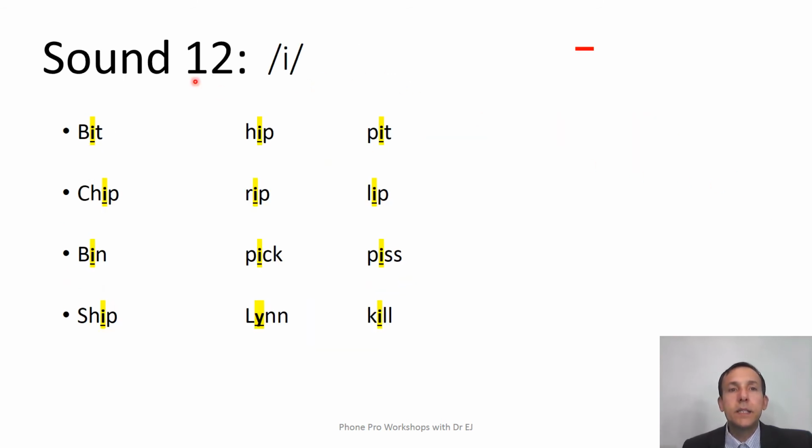All right. This is sound number 12. Okay, please do not be confused. Many students are confused because they think that this vowel I is the same as this, and that's incorrect. If you see the slashes, this is a phonetic symbol, and the pronunciation of it is I.